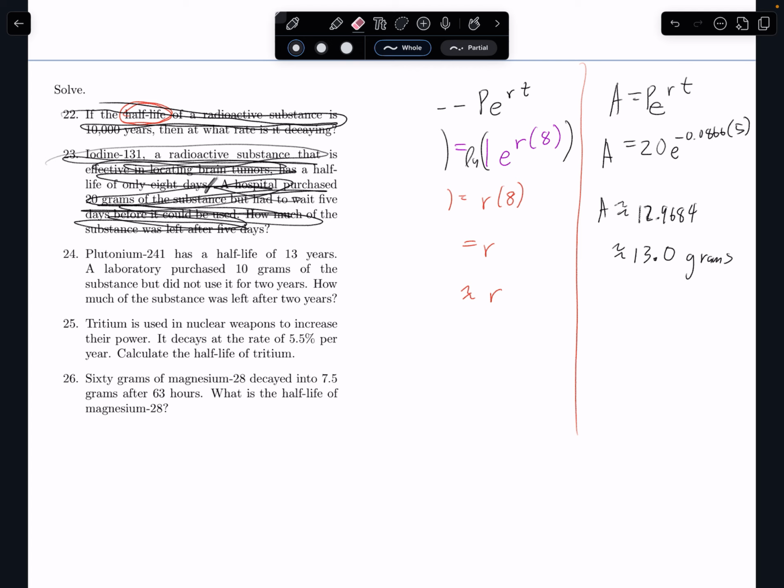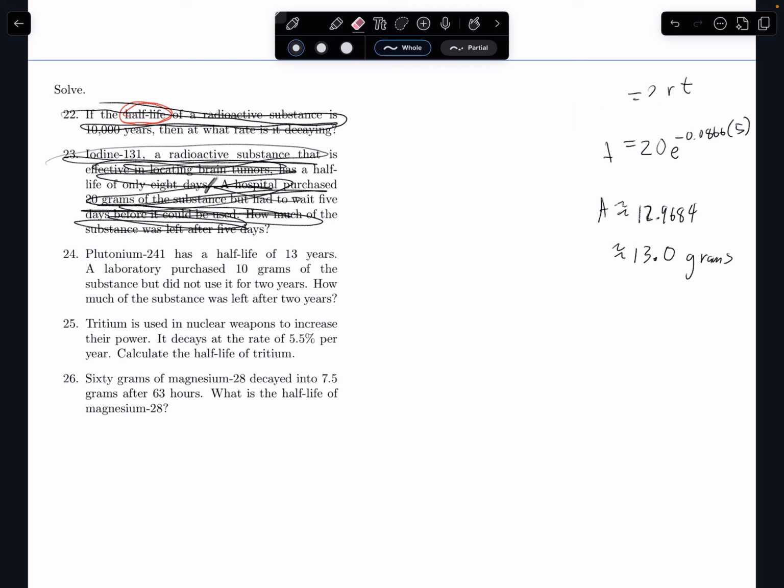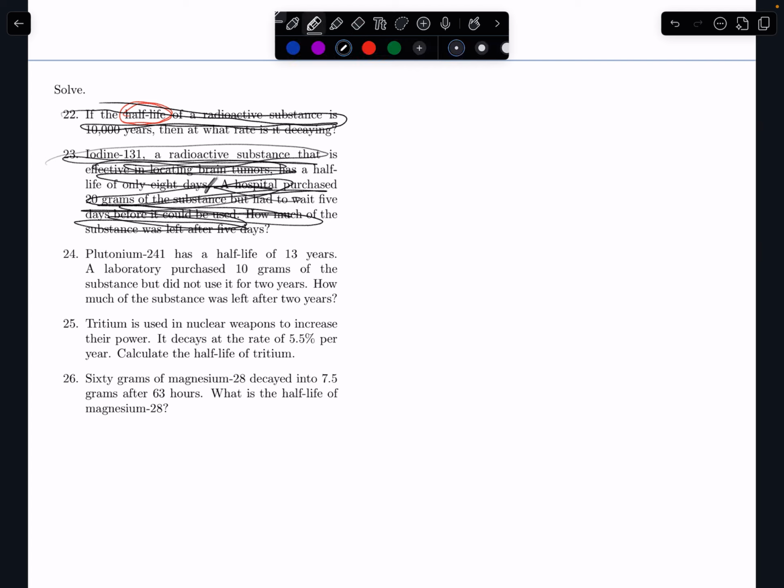Okay, 24. Plutonium-241 has a half-life of 13 years. A laboratory purchased 10 grams of the substance, not used for 2 years. How much was left after 2 years? This is pretty much the same exact question. Different substance, different time, and it's years this time instead of days, but pretty much the same exact question.